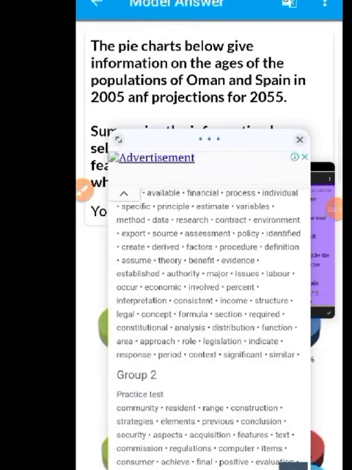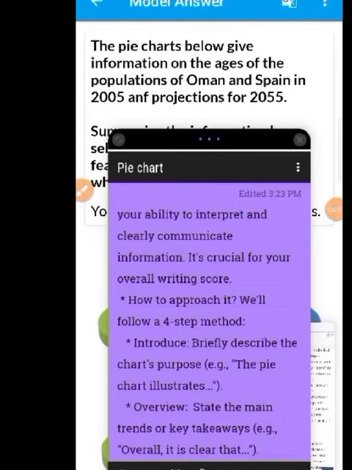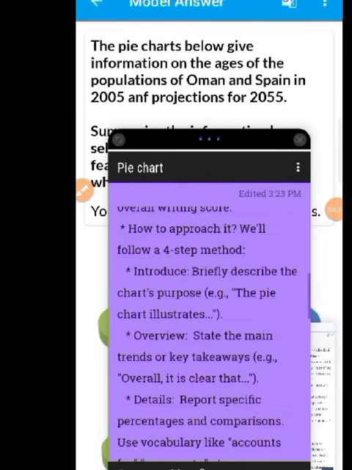Now, let's go further. After briefly describing the chart's purpose, you have done the chart's purpose, which is to give information on the ages of the populations of Oman and Spain between these years, a 50 years window. So you have to see them.